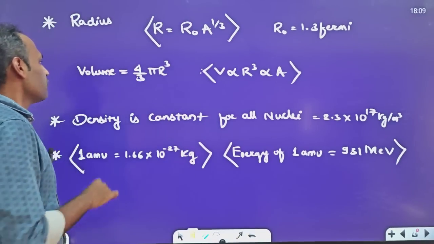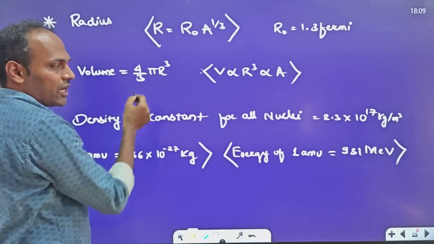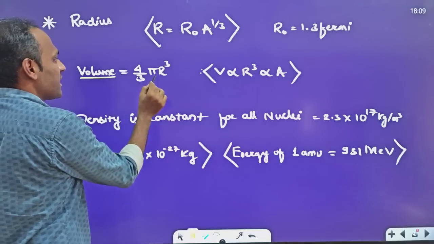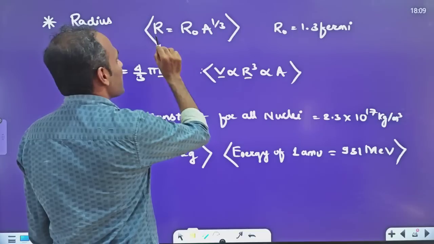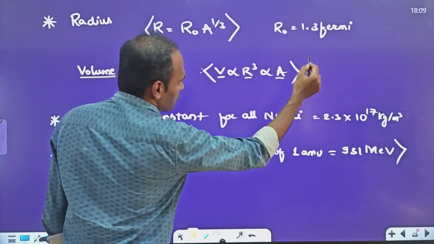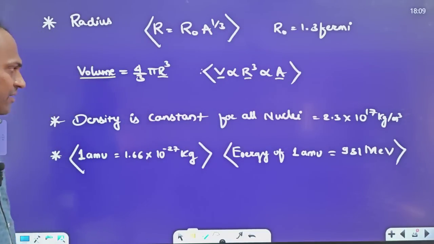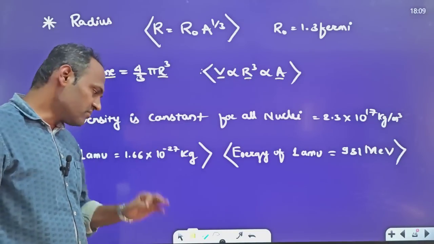Right? Okay. See, volume of the nucleus. Nucleus will be spherical in shape. That's why volume is 4 by 3 pi r cube. So it indicates that volume is directly proportional to R cube. And since R is directly proportional to A raised to 1 by 3, hence volume will be directly proportional to A, the mass number. That is the relation between volume, radius and mass number.